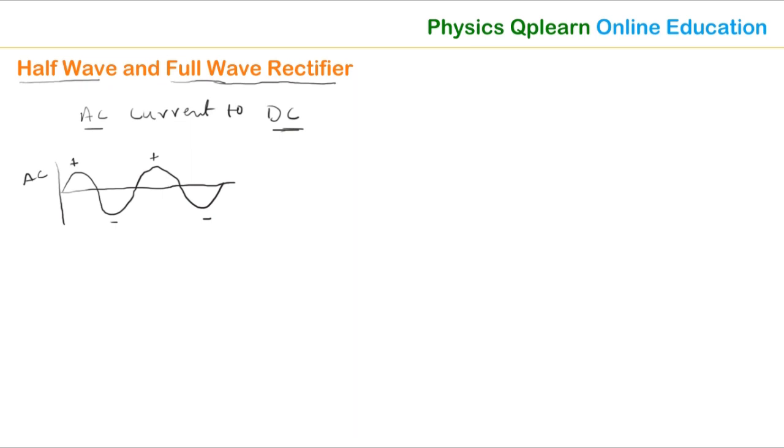How are we going to convert? We use two methods: the half wave rectifier and the full wave rectifier. Commonly we use the full wave rectifier. But what about the half wave? Why are we not using it, and why are we using full wave? We will study one by one clearly.